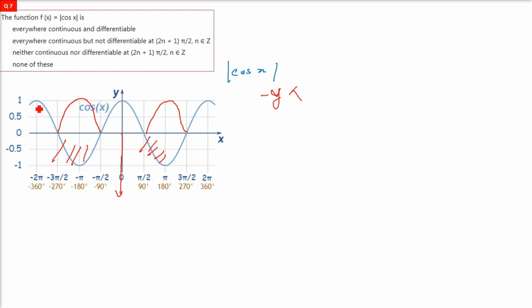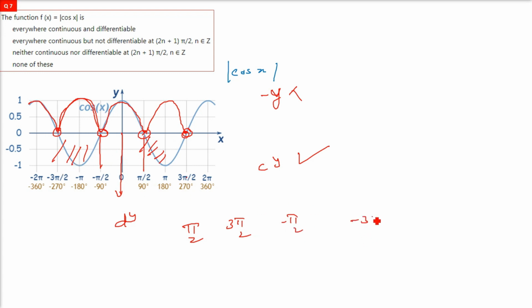Now there is no break here. You just see there is no break. Same way we discussed for sin x, there is no break. But these points have very sharp edges. Continuity means no breaks, but differentiability means there should not be any edge. But here at pi by 2, 3 pi by 2, negative pi by 2, negative 3 pi by 2, all have the edges.